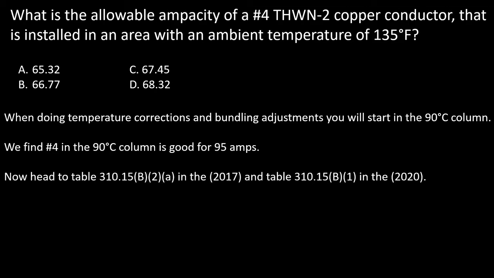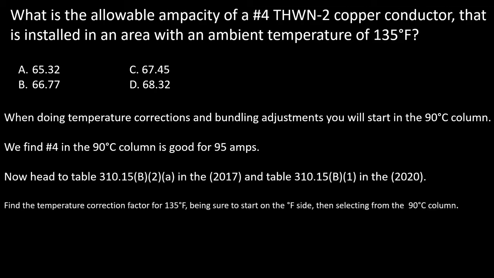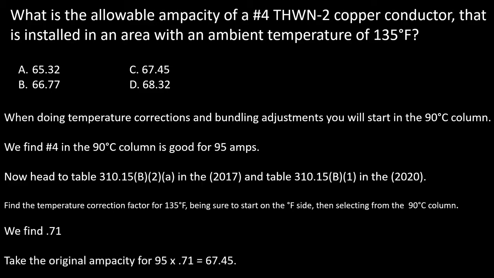Now we're going to head to our respective tables, and we're going to find our temperature correction factor for 135 degrees Fahrenheit, being sure to start on the Fahrenheit side, the right-hand side of the table, and then coming down and teeing off in the 90° C column, and we find that our correction factor is 71%, 0.71. So we're going to take our original ampacity of 95 amps, multiply it by 0.71, and that's going to give us a new allowable ampacity of 67.45 amps, and we're going to select C. Great job.